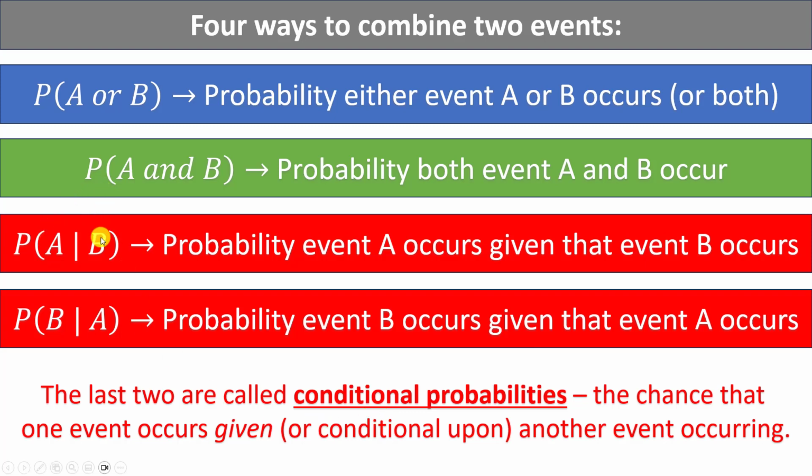So A given B is saying, what is the chance that event A happens given or assuming that event B is going to happen, or vice versa. The chance that event B happens given that event A has happened or is going to happen. Note that the order does matter for conditional probabilities, but it doesn't matter for the or and and probabilities. So for example, A or B would be the same as B or A, and A and B would be the same as B and A, but A given B is not the same as B given A. You'd be finding the probability of a different event.